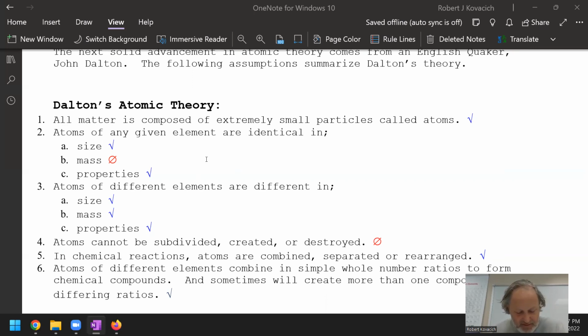These last 2, 5 and 6, are the crux of Dalton's theory. So coming up with these 2 ideas are what allowed science to move forward, take a huge jump forward. In chemical reactions, atoms are combined, separated, or rearranged. That was massive. This is the Lego concept, that I have these atoms and I run a chemical reaction, and all I did is I had some stuff in molecules, I pulled them apart, I put them back together differently. Nothing happens to the atoms. That's the most important part.